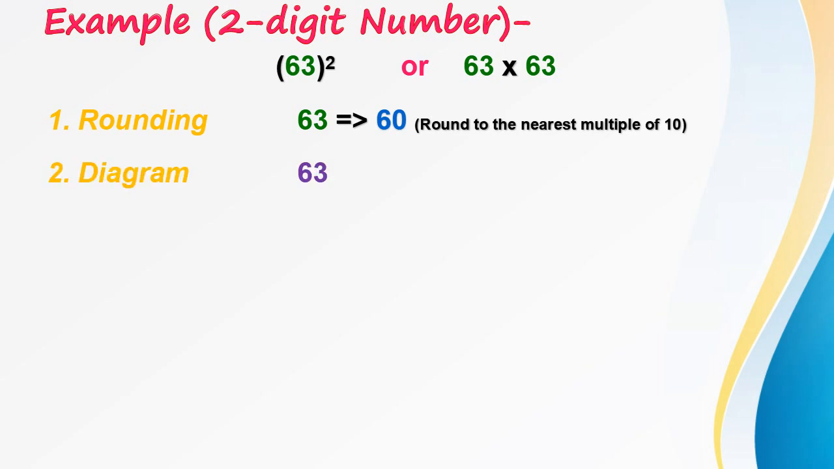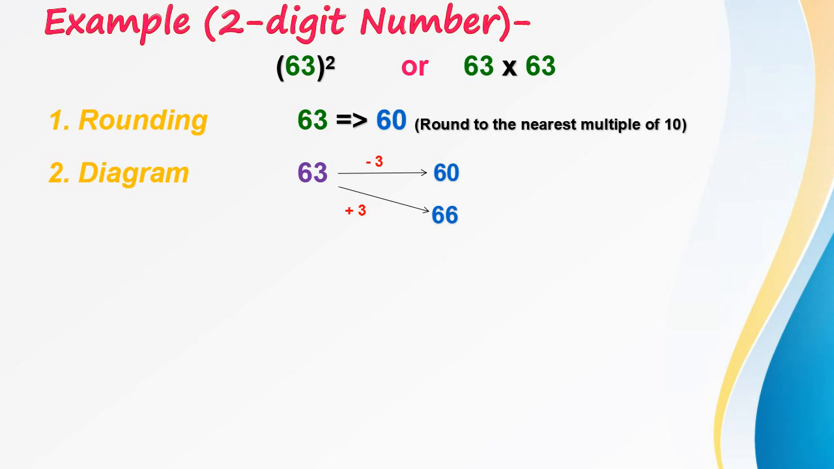Now, step 2. After rounding the number, imagine this diagram in your head. 63 is the number that you want to square and 60 is the rounded number. To get 60 from 63, you will subtract 3. Now, we will do the opposite and add the same value 3 to 63 to get the number 66. Also, keep this value 3 in mind because that is the number that we will square in step 4.